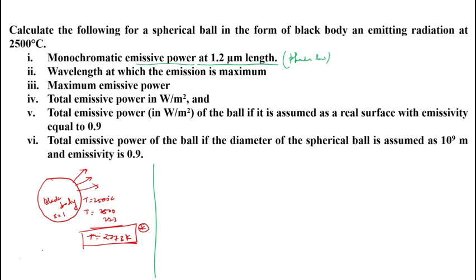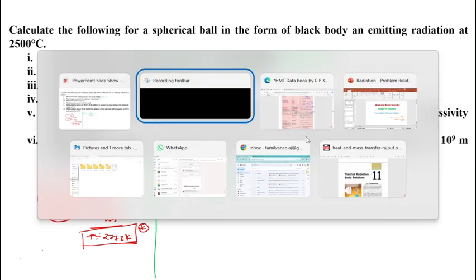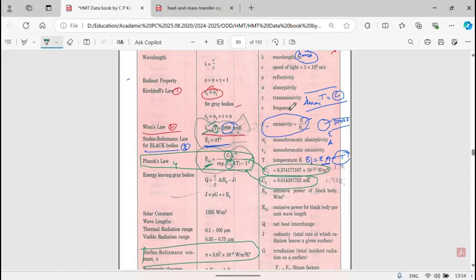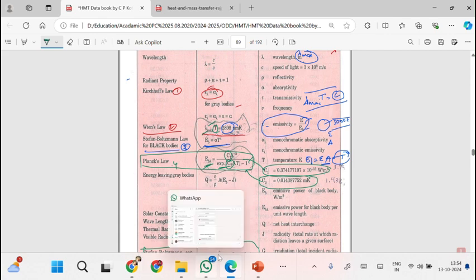So Planck's formula is E lambda b equals C1 lambda to the power minus 5, divided by exp of C2 by lambda T, minus 1. Again, the formula: C1 lambda to the power minus 5, exp of C2 by lambda T minus 1. C1 and C2 are the constants.